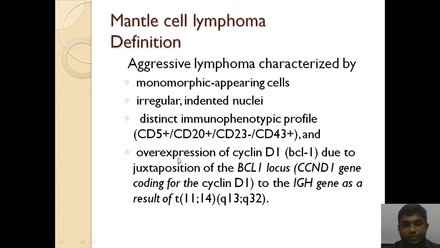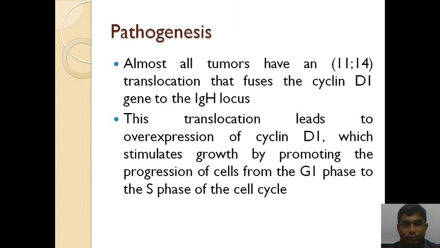And the characteristic feature is the overexpression of cyclin D1 because of juxtaposition of the cyclin D1 gene to the immunoglobulin heavy chain gene. This overexpression of cyclin D1, which can be seen in flow cytometry or immunohistochemistry, is a characteristic feature of mantle cell lymphoma. The most common cytogenetic abnormality characteristic of this disorder is translocation 11-14, and this leads to overexpression of cyclin D1.